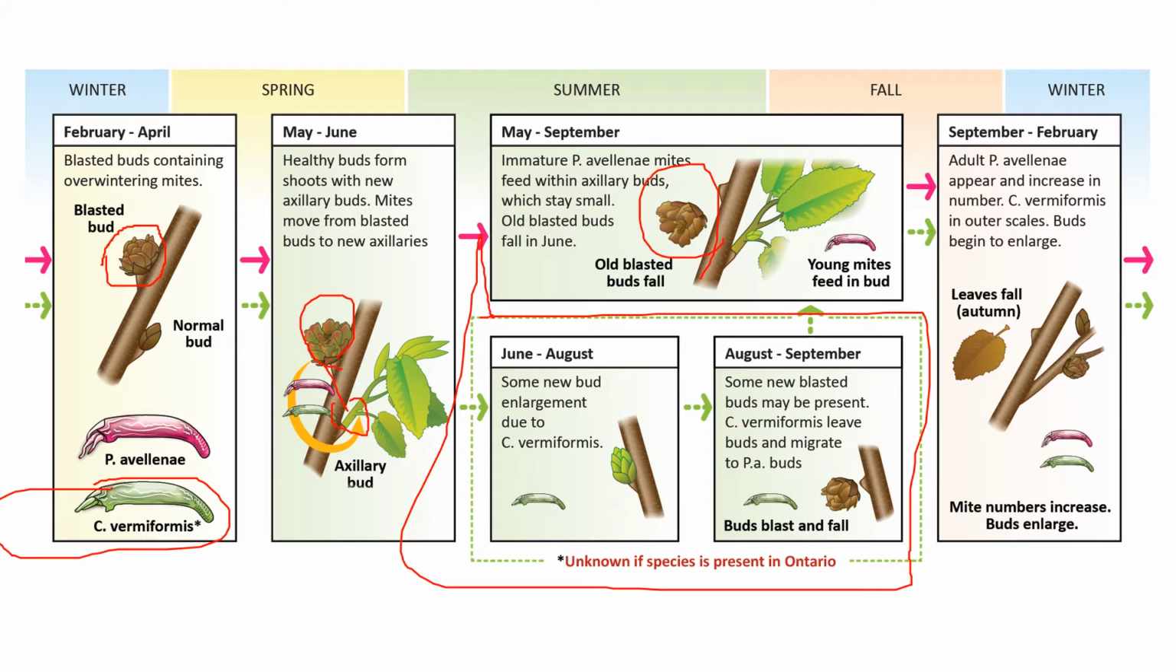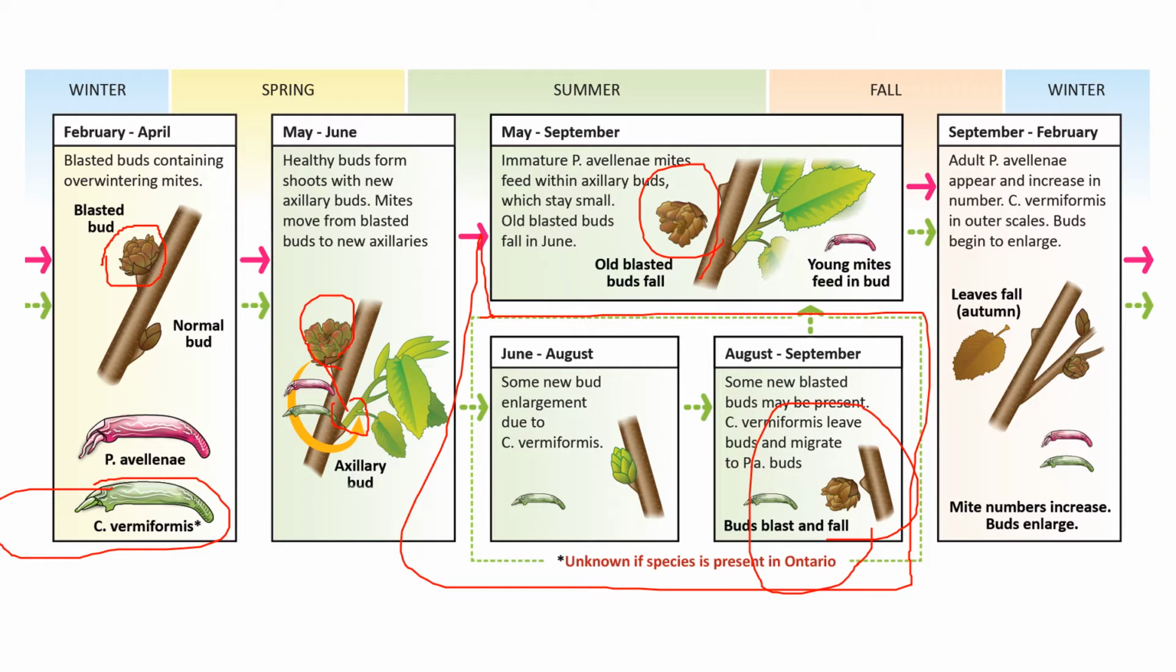However, if you do see enlarged buds appearing in mid to late summer, that's likely due to this second species. Those adults will then leave those buds and move to newly blasted buds around August through September, so about here. But so there is another exposed period again, but that's only due to this second species. So the main exposed period when the buds are out and available for control is in May through June, when that pink species, the P. avalene, is moving, because that's the one that causes the most damage.